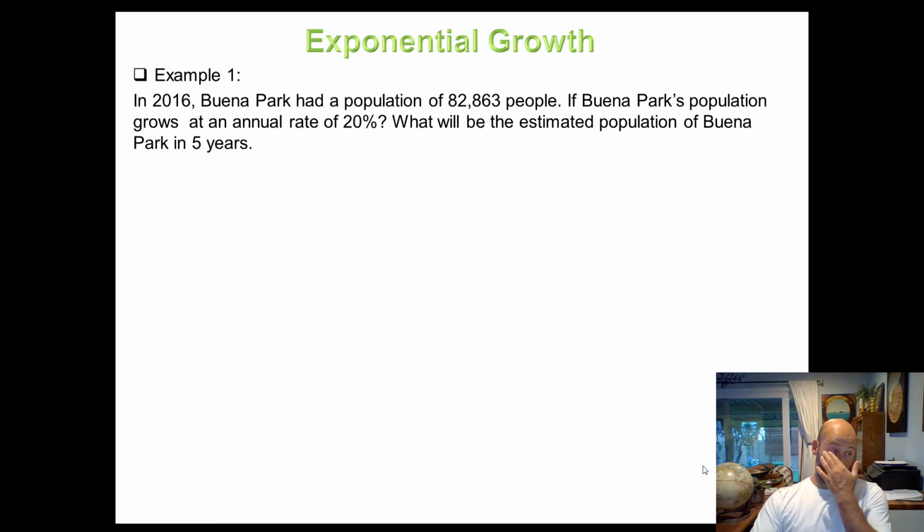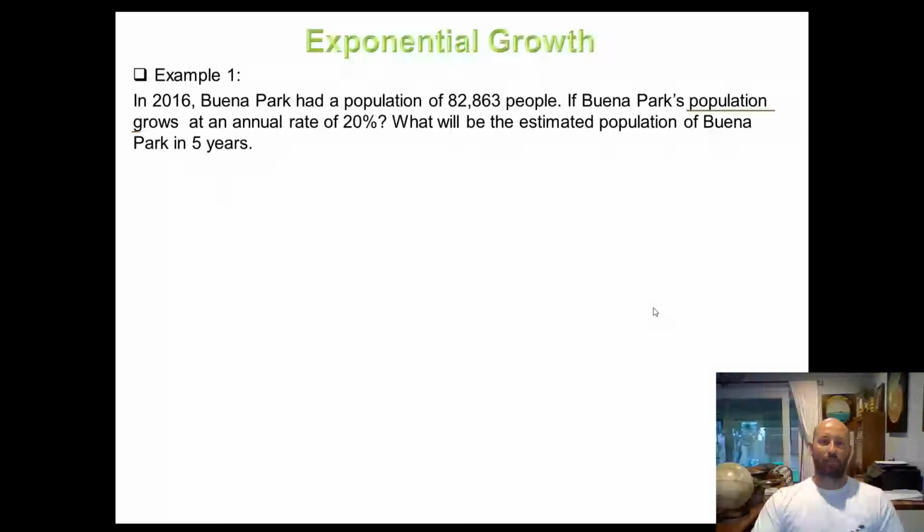Okay, so here's an example. It says in 2016, Buena Park had a population of 82,863. If Buena Park's population grows at an annual rate of 20%, what will be the estimated population of Buena Park in 5 years?